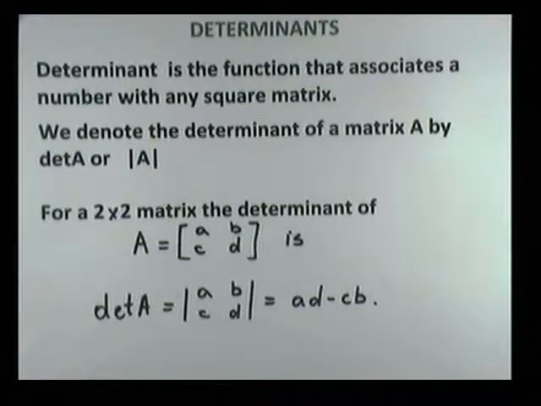What's important is that notation. A matrix is denoted in square brackets, a determinant in straight lines. So if you have straight lines, that means you need to find the determinant. If you have square brackets, that means it's a matrix.